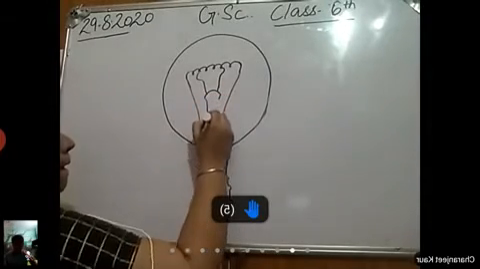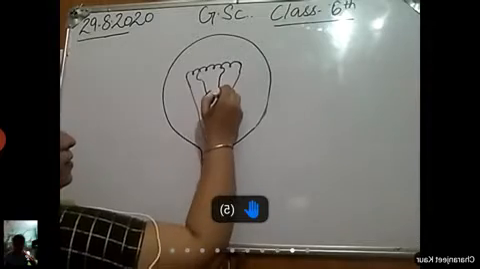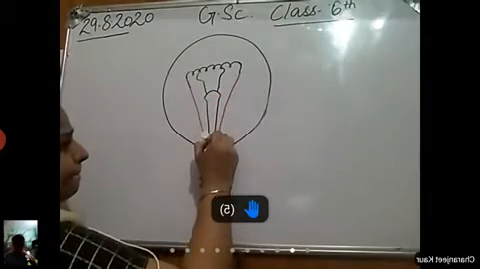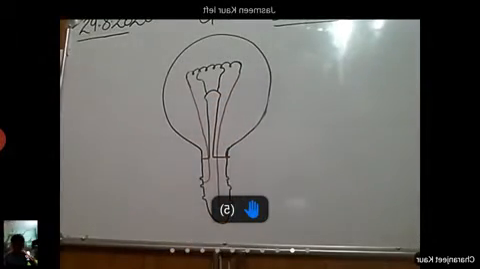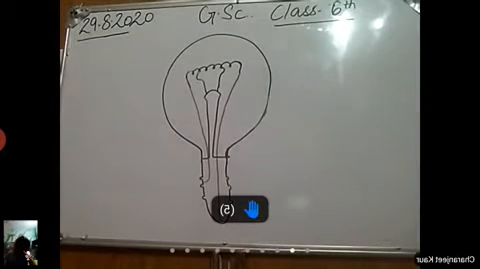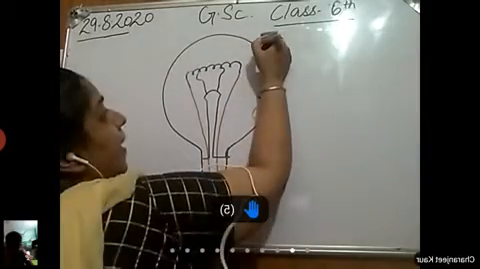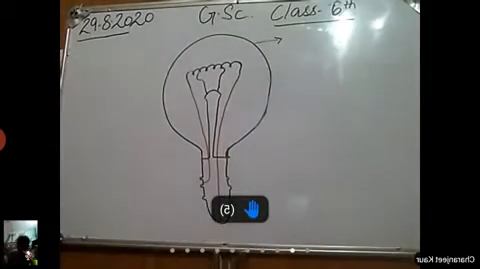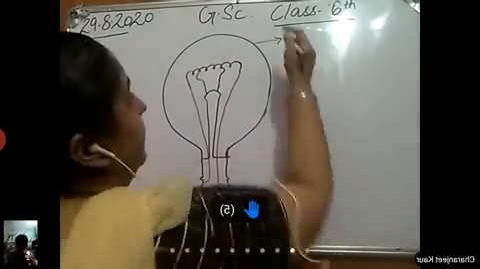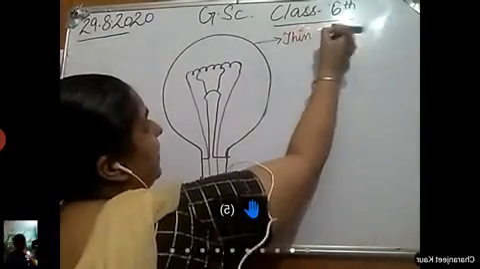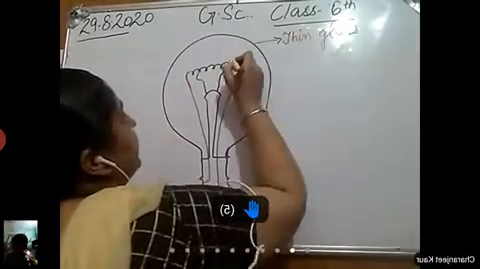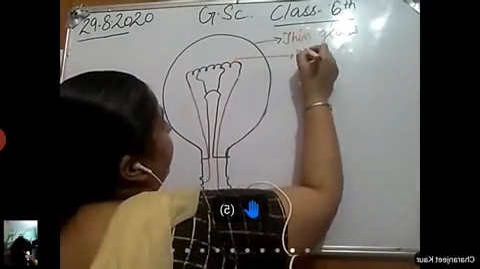Then from here draw a line like this, right? This is the structure of the bulb. Now coming to the labeling. This is a very thin glass, transparent it is. This is known as the filament.